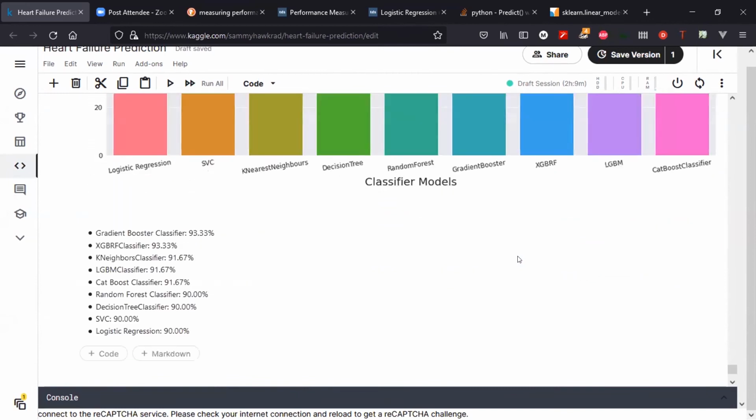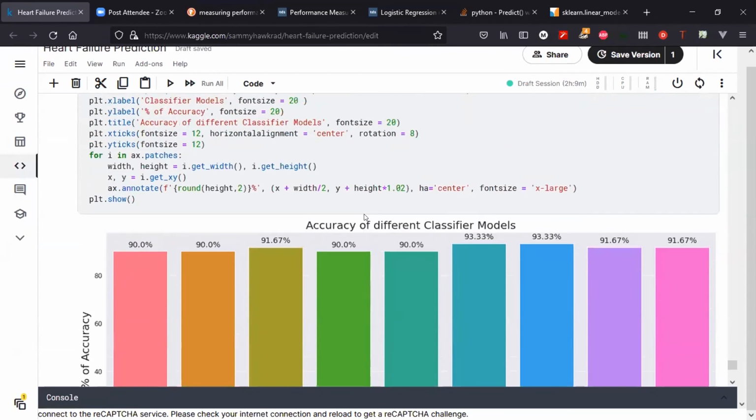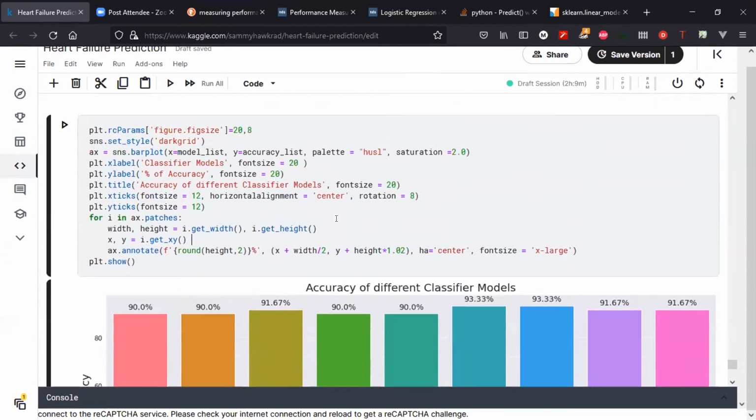So this is the end of the machine learning model for predicting the outcome of a heart attack, whether the person will survive or not. I think we can take some questions now.